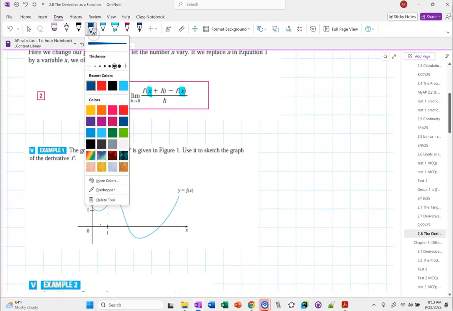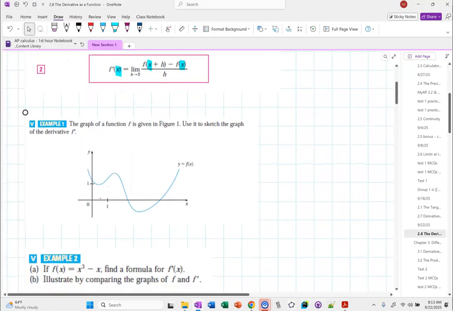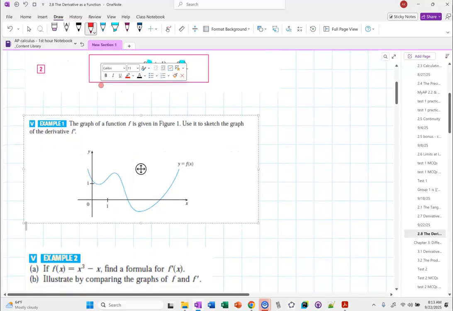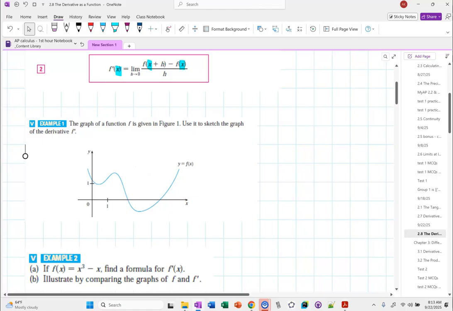So let's do a conceptual example here. We're asked to sketch the derivative for this function f of x, and all we've been given is the graph of f of x. Everybody okay with that? So when I'm looking at the graph of f of x, what I want to be looking at is the slope. The first thing I'm going to do is identify the places where the slope for f of x is 0. How many places do you see where the slope is 0 for f of x?